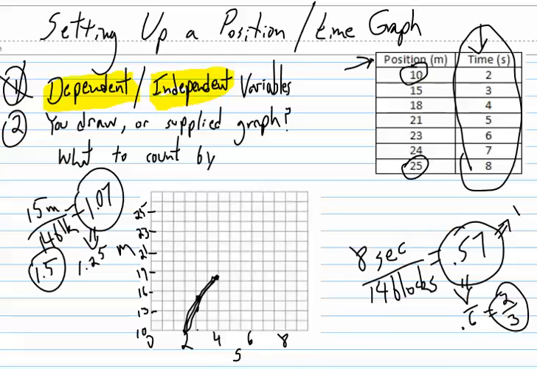Anyway, this is how you decide what your dependent and independent variables are, and how to decide what to count by on your x and y axis.